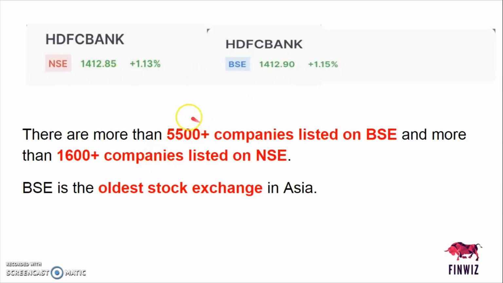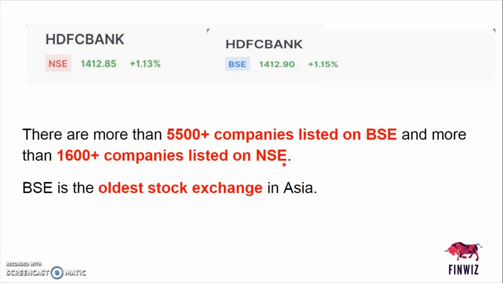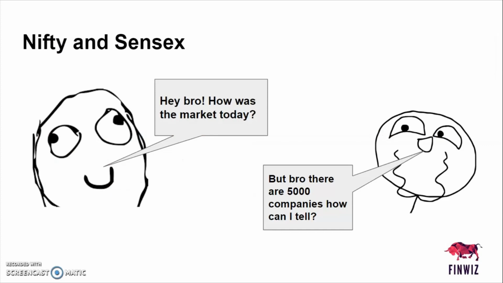Now there are around 5,500 companies listed on BSE and around 1,600 companies listed on NSE. BSE is the oldest stock exchange in Asia. NSE is relatively new. NSE was established in around the 1990s only. Like BSE is very old, NSE is relatively very new.